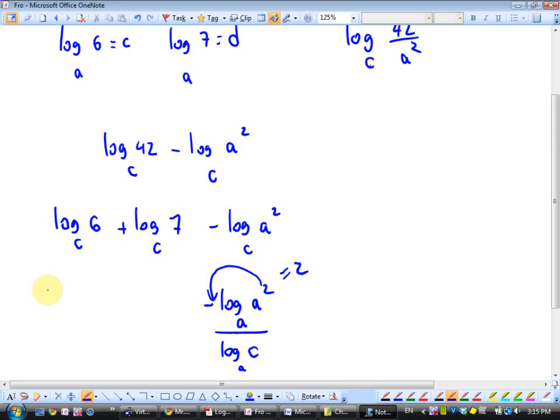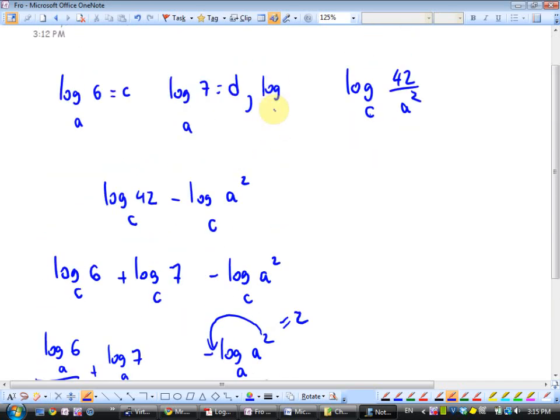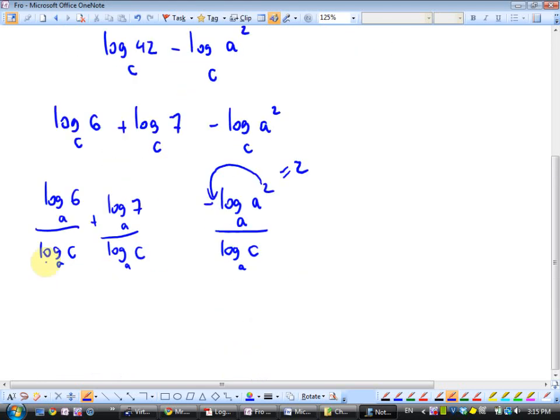What about here? This would be the log base A of 6 all over the log base A of C plus the log base A of 7 all over the log base A of C. Do I know what the log base A of 6 is? Apparently that's a letter C. Do I know what the log base A of 7 is? Apparently that's a letter D. Now if I gave you this question, because I just made this up on the fly, I would have to give you one more piece of information. I would say something like the log base A of C equals 2, and then you'd be able to replace that with a 2 and replace that with a 2. You could do something algebraically with this and get an expression.